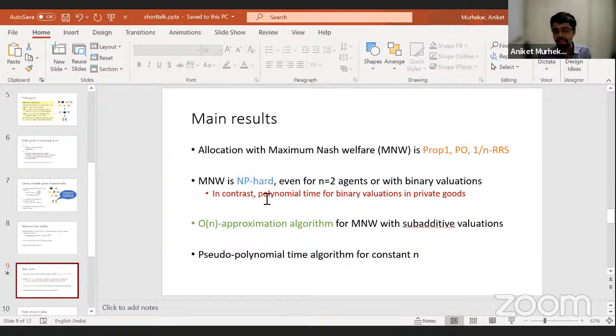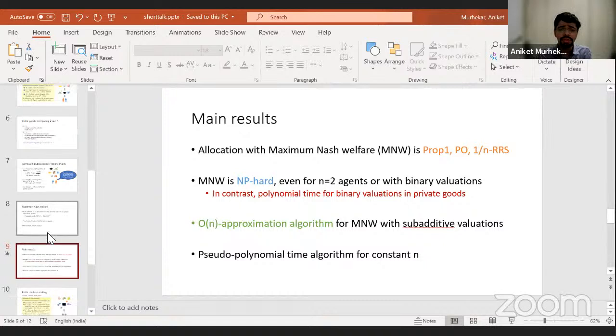Now, in contrast, in the private goods setting, when agents have binary valuations, we have a polynomial time algorithm for computing the maximum Nash welfare allocation. So given this computational hardness, we turn to approximation algorithms and algorithms for special cases. We show that there is an O of n factor approximation algorithm, and this applies when agent valuations are subadditive. Additionally, we also give a pseudo polynomial time algorithm when the number of agents is constant.